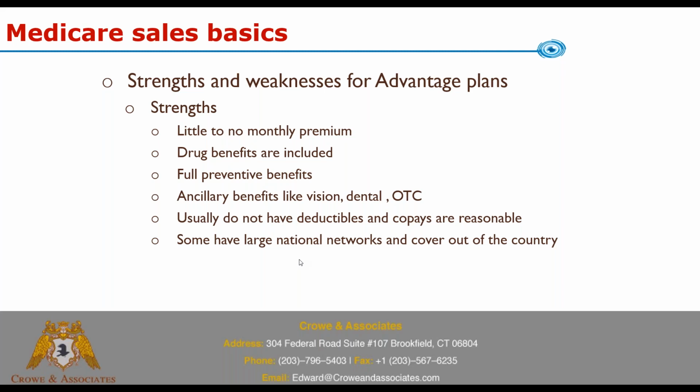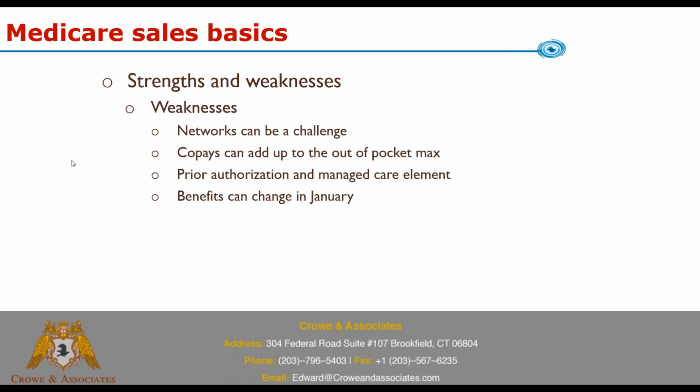Usually no deductibles and the copays are reasonable. And they usually have pretty good networks. I mean, some of them have really good networks and large national networks and out of the country coverage. Those are kind of the strengths of an Advantage plan. Weaknesses are you've got a network. Now, with a PPO, you can go out of network, but it's going to cost you a lot to do that. So it's a network nonetheless. And while the copays are reasonable, if you have a really bad year, your copays could add up to your out-of-pocket max.